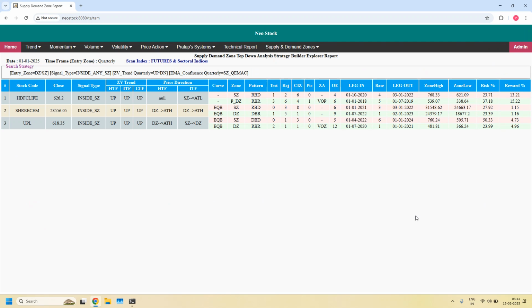All the 3 stocks filtered. That means all these 3 stocks are having quarterly supply zones, having quarterly EMA Confluence. Who will use these stocks? Those who plan for short trades, they will be using these zones. Those who want to plan for long trades, they will use demand zones.